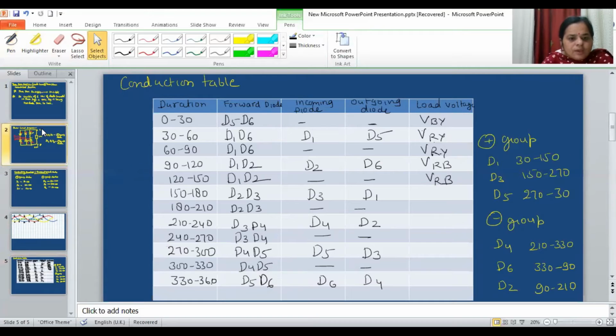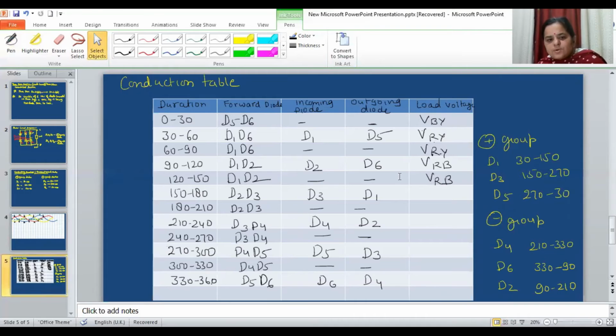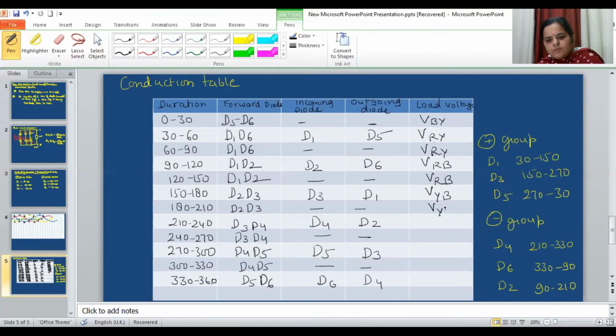Now 2, 3. When 2 and 3 are conducting, 2 is conducting means B is at the lower side, and 3 is conducting means Y. So VYB, and here also VYB.